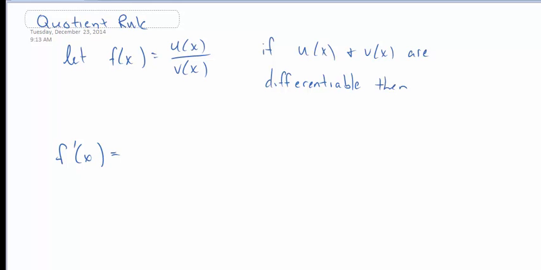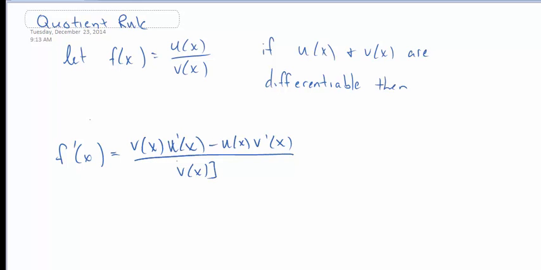And the derivation of this using first principles is much the same as the product rule. I'm not going to go through that in this video. But the derivative is going to be equal to low function times the derivative of the high function minus the high function times the derivative of the low function over the low function squared.